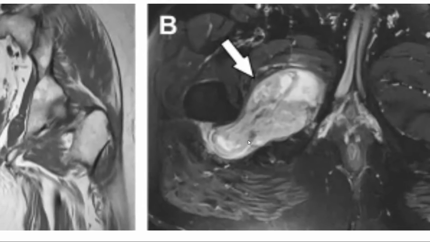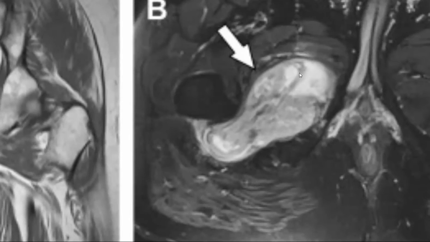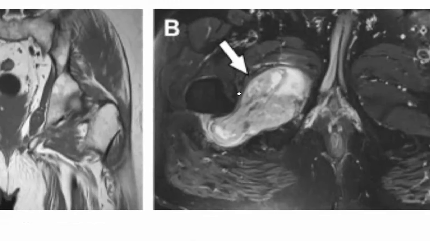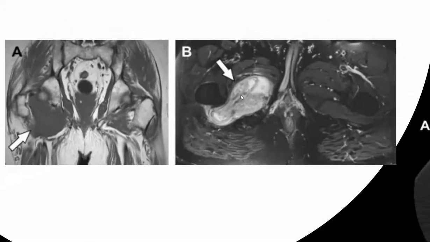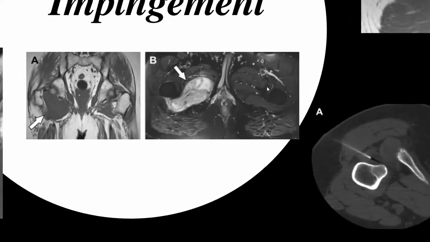And actually the fluid signal isn't quite fluid. It's not uniformly bright. It has this internal matrix to it. This was a 65-year-old. This lesion was biopsied, and it showed myofibroblastic sarcoma. So this was tumour, and it was causing mass effect, and it had been mistakenly thought of clinically as ischiofemoral impingement.